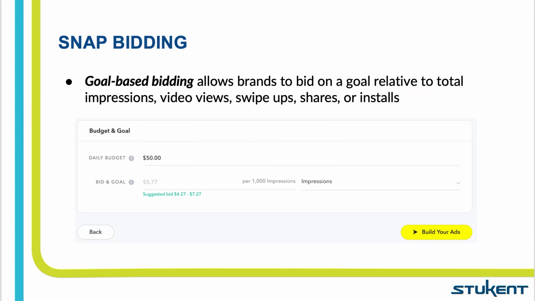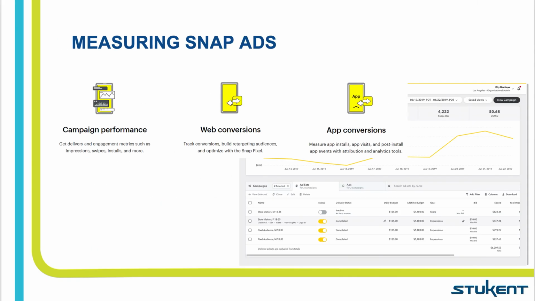Snap bidding, goal-based bidding. Allows brands to bid on the goal relative to total impressions, video views, and swipe ups and shares and installs, much like Twitter. You can set a budget. Hey, my daily budget, for this week, for this month, is $50 a day. I'm going to bid on this, and they're suggesting 427 to 727, and this is how much I want to pay per $1,000 impressions. So you can actually build your ads around your budget. It's pretty cool.